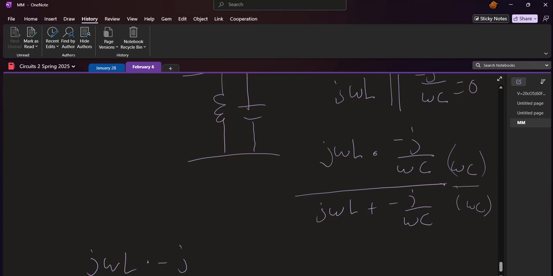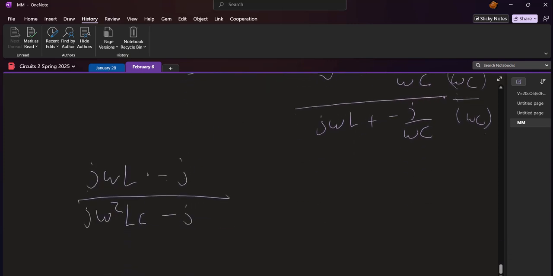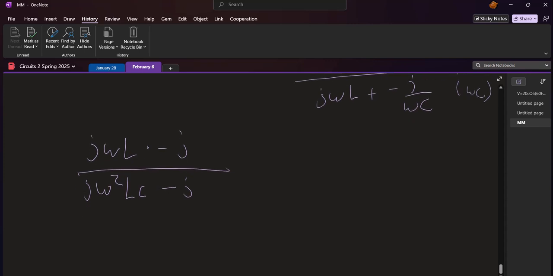Like I'm missing a j somewhere. Oh, no, no, I'm not. Okay, so then this was multiplied. j times j is -1 because j is the square root of -1. So negative j times j is +1. So this is omega L over j omega squared LC minus j.